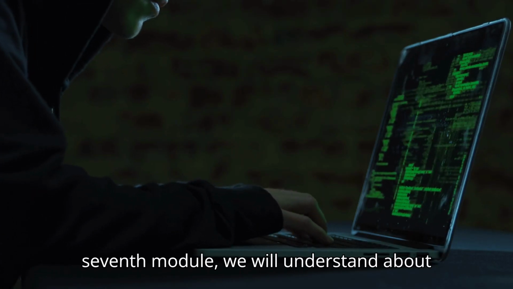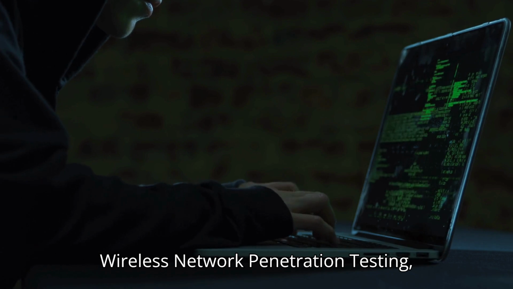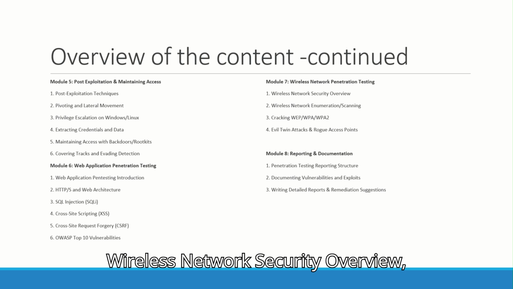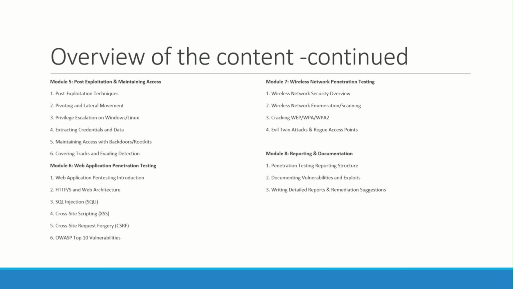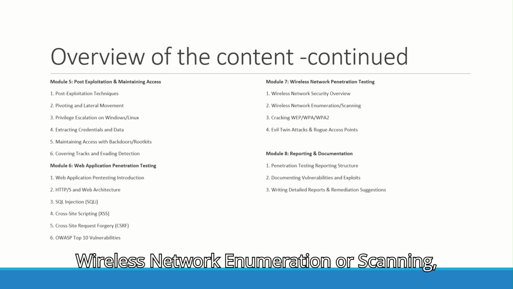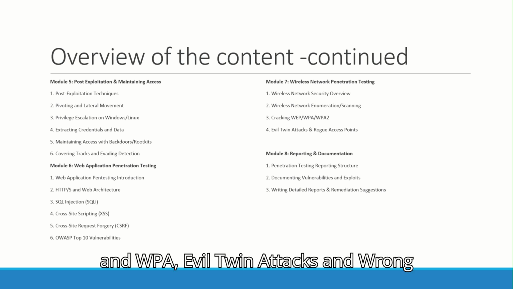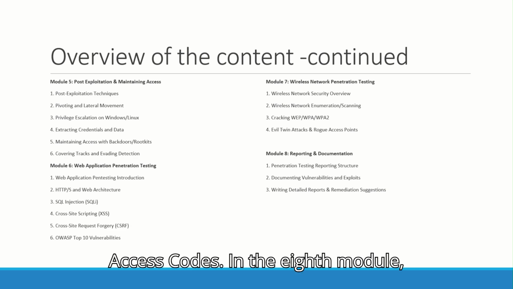In the seventh module, we'll understand wireless network penetration testing, wherein first we'll have an overview of wireless network security, wireless network enumeration or scanning, cracking WEP, WPA2, and WPA, evil twin attacks, and rogue access points.